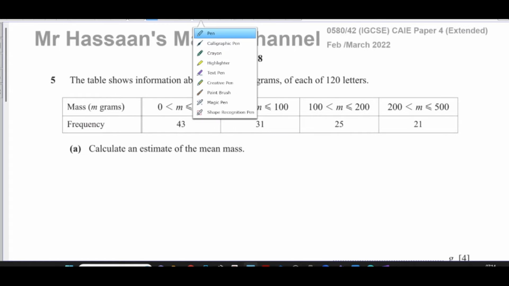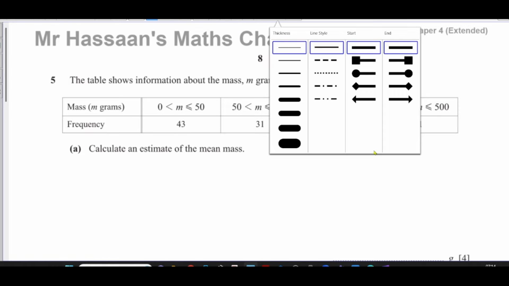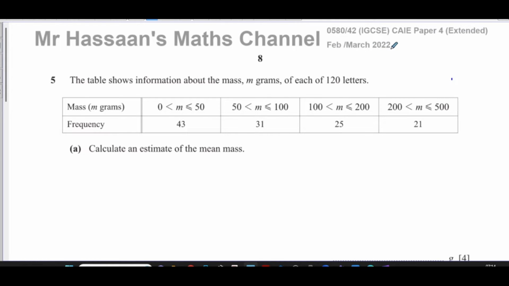I'm now going to be going through question number 5 from the February-March 2022 International GCSE, IGCSE Cambridge Paper 4, Variant 2. And this question is all about statistics. It starts off with giving us this frequency table. They're telling us that the table shows information about the mass m in grams of each of 120 letters.